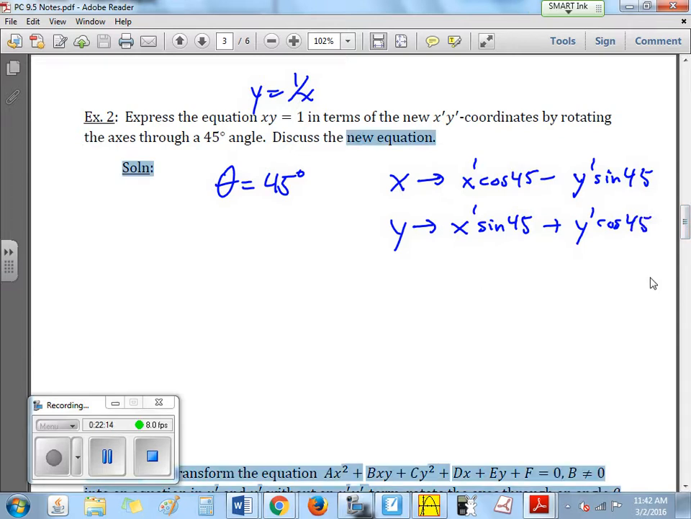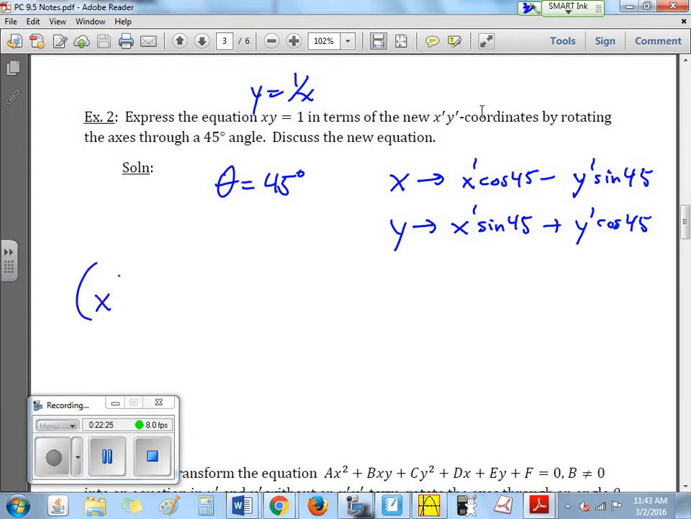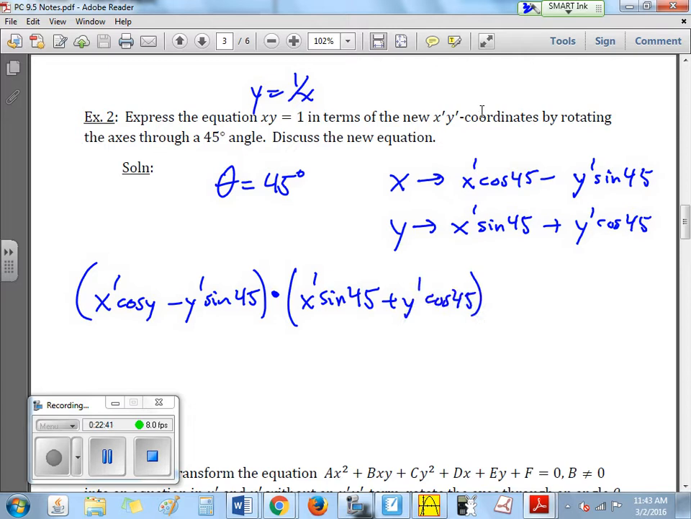Okay? It's going to produce a new equation. So the old x is now x prime cos 45 minus y prime sine 45. The old y is now x prime sine 45 plus y prime cos 45. And this is equal to 1. This is the old equation, xy equals 1. I just updated it into modern tilted language. Okay? So that's our new x, that's our new y.